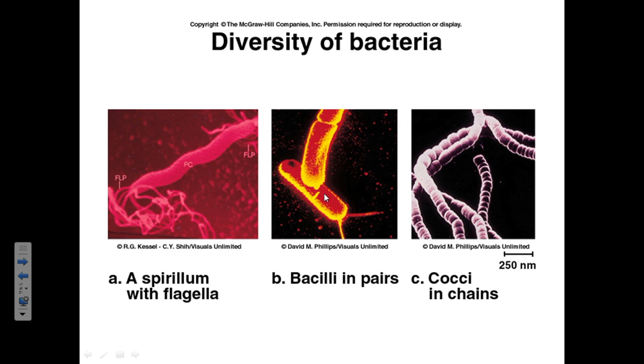Here's some of those shapes we talked about. Here are cocci bacteria, which are spherical. Now these are in chains. Here's some bacillus, sort of rod, cylinder-like shaped. And then here's one that's sort of spiral-shaped, spirilla.